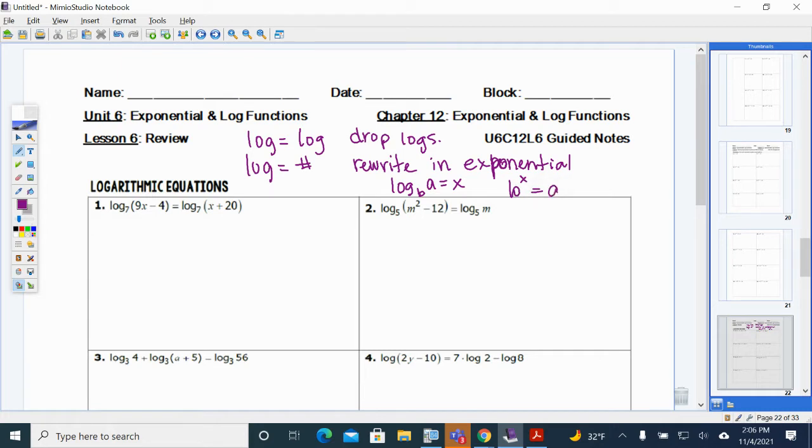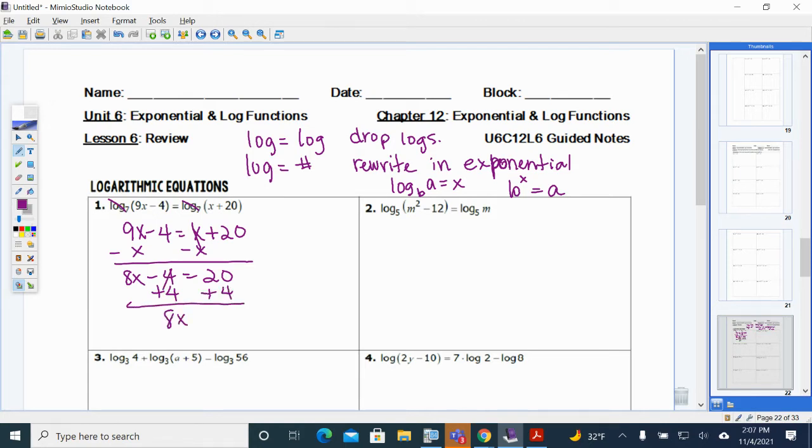x equals a. Looking at question number 1, I've got log base 7 of 9x minus 4 is equal to log base 7 of x plus 20. So to solve this, log on both sides, we're going to drop the logs, and we get 9x minus 4 is equal to x plus 20. Subtract the x, and we get 8x minus 4 is equal to 20. Add the 4, and we get 8x equals 24. Divide by the 8, and you get x equals 3.